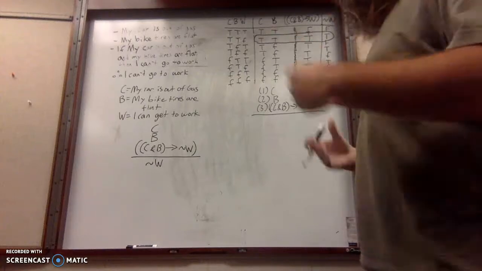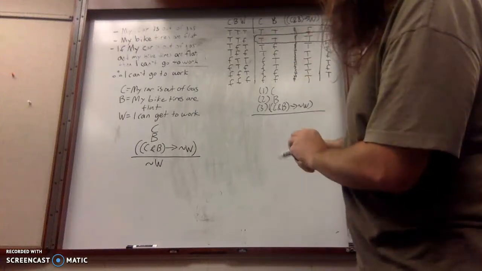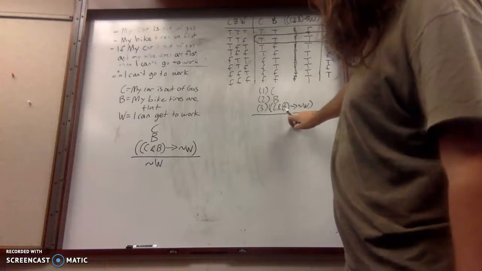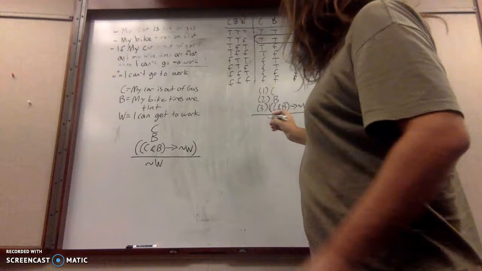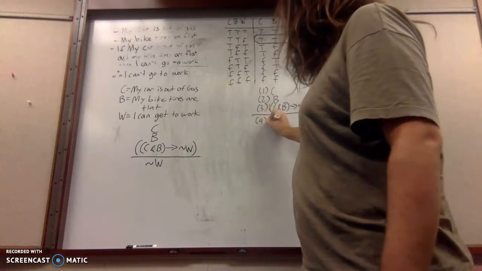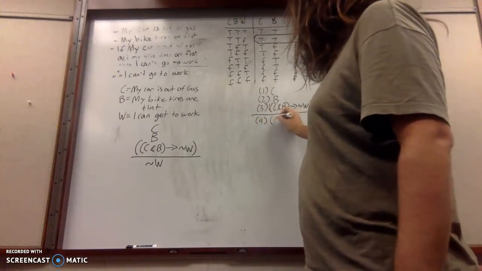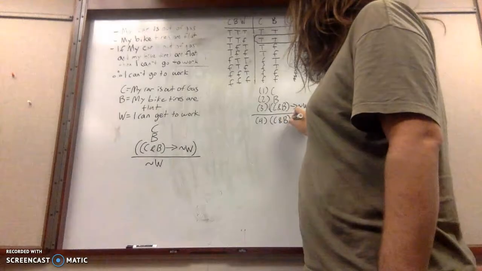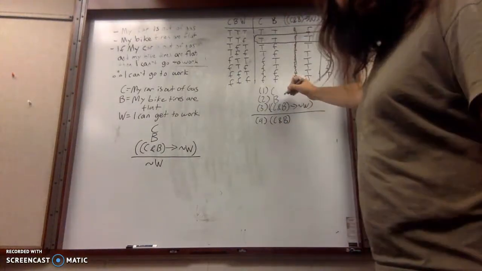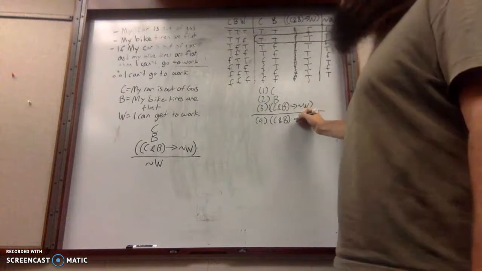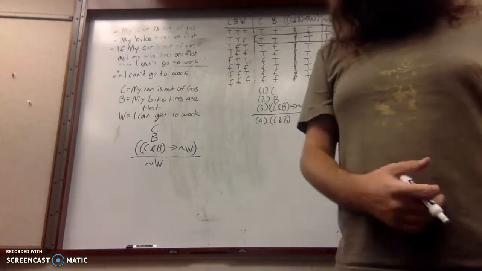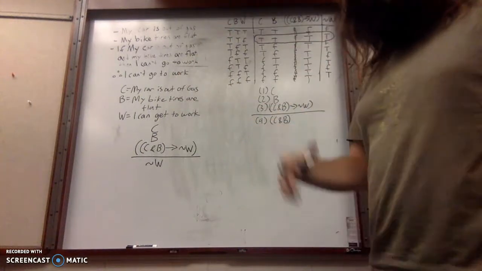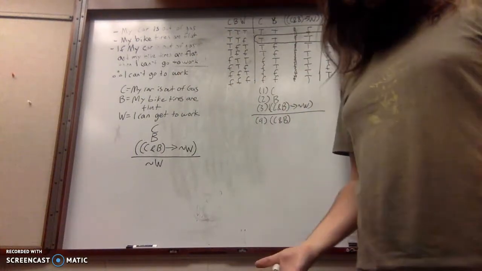So what's the first rule I'm going to use? Well, we want to get C and B. That's the first step. So the first move I make is to make a conjunction out of C and B. If C is true, and if B is true, that means I know that C and B is true. Makes sense. If my mom's in the house and my dad's in the house, then I know my mom and dad are in the house.